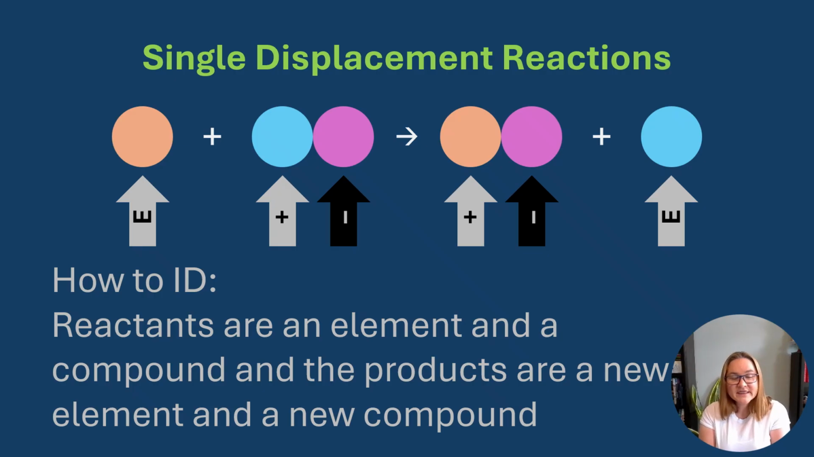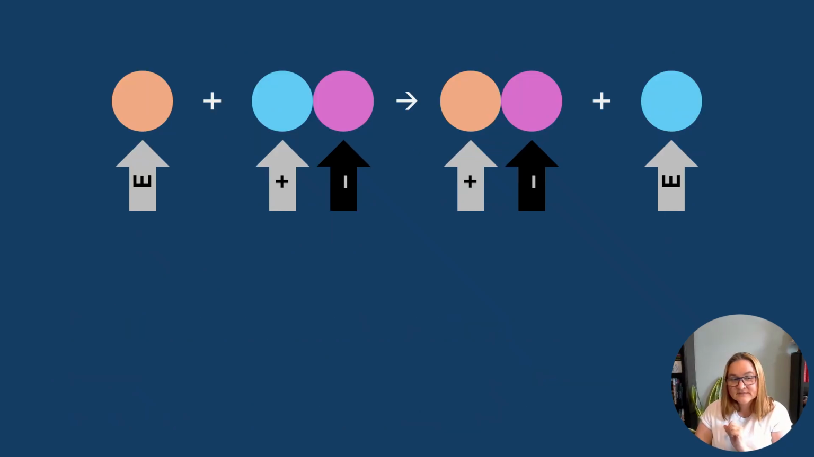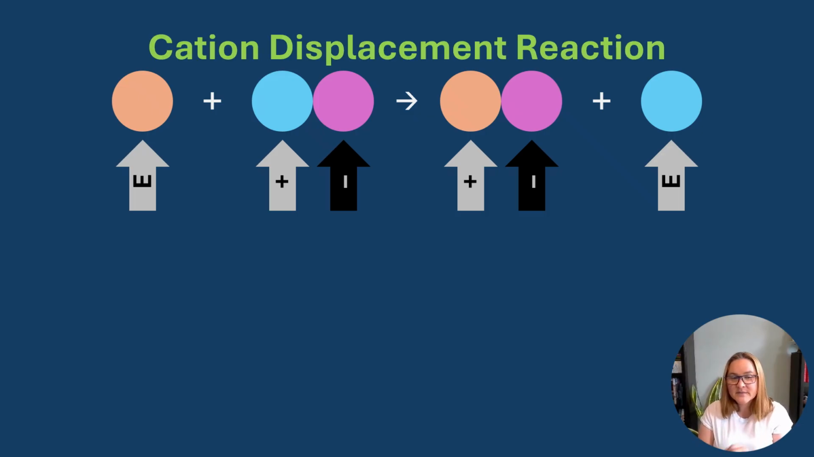Since there is only one thing that gets displaced, this seems like it should be easier than the double displacement reactions, right? Well, not really, because we can't just willy-nilly switch partners here, and here's why. This example, which is the one from the last slide, is an example of a cation displacement reaction. I know this because the reactant element is positioned as a cation in the product compound.